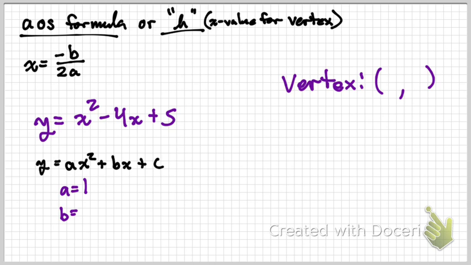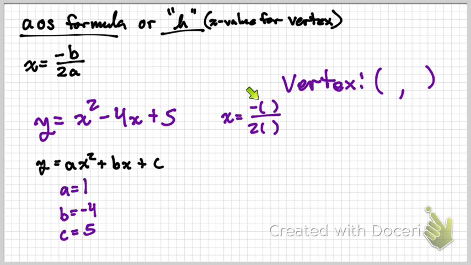Next, the B. The B is the number that's attached to the X. Okay, so if you don't have an X number in your quadratic equation, then you know that the B is 0. Okay, same thing is true with the C. Now the B is -4 here, and the 5 is C. If you're missing those numbers in your quadratic function, know that those numbers are 0.